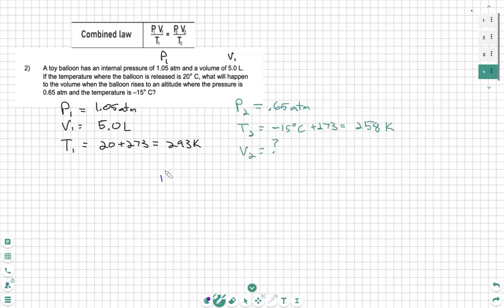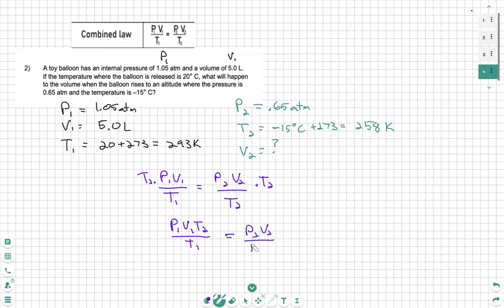So what I'm going to do is go to my equation and try to get what I'm looking for all by itself first. So I'm looking for volume 2. That means I need to get rid of my P2 and my T2. That's what we need to do to clean this up. Well, first I'm going to get rid of my denominator. In order to get rid of the denominator, I can multiply it to both sides. Cleaning that up, that'll give us P1 V1 times T2 all over T1, and that is equal to P2 V2.